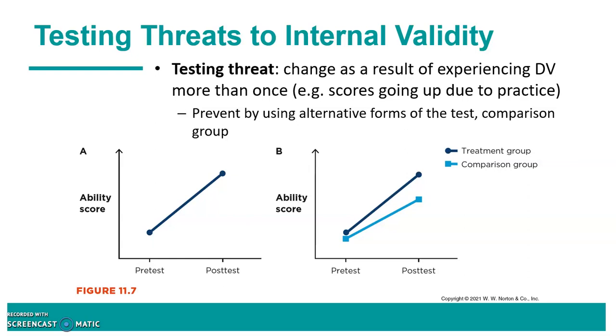Testing threat. So that's where that's things like practice effects and fatigue effects, where just getting measured twice, there might be just some natural improvement because you've had some practice on a task or something like that. Or you're getting bored with the task, so scores go down. Okay. Again, you got to have a comparison group.